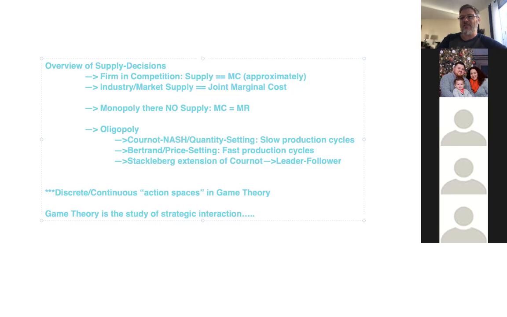So in a strategic situation, the payoff one of the players, and sometimes they're just called agents, or individuals, gets from their action depends not just on their choice, but also on the choices of the other players in the game.